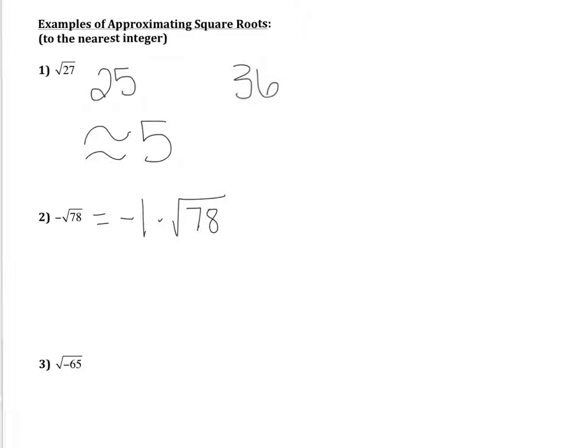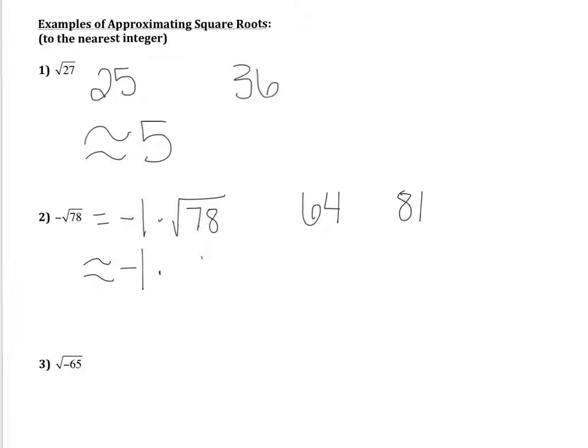So let's look at the two perfect squares that 78 is in between. The one lower than it would be 64. And the one bigger than it would be 81. So 78 would actually sit closer to 81 than it would 64. 78 is 14 units away from 64, but only 3 units away from 81. So you would think that the square root of 78 would be closer to the square root of 81 than the square root of 64. Since the square root of 81 is 9, we would think that the square root of 78 would be almost 9.